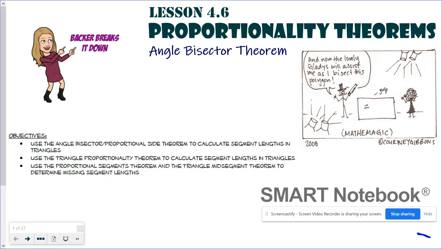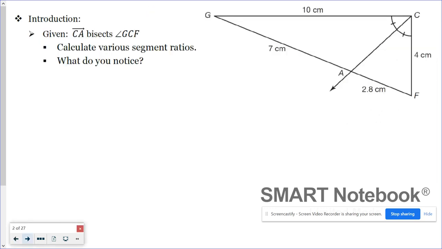In this episode, we are going to explore some proportionality theorems, specifically the Angle Bisector Theorem. So, in this diagram, you are given that ray CA bisects angle GCF, okay? And so recall that when we bisect an angle, the results are two congruent angles, which they have marked for us. We know that angle GCA is congruent to angle FCA, okay?